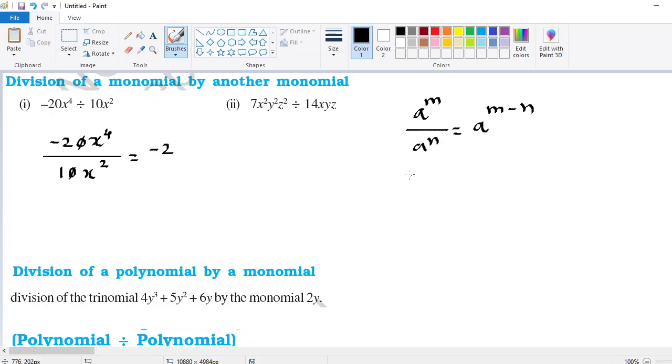And to perform this division, x raised to 4 divided by x raised to 2 is equal to x raised to 4 minus 2. So this is x raised to 2. 4 minus 2 is 2.